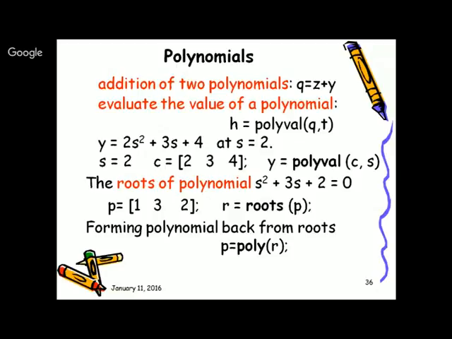वो मेरे को value मिलना है ना. So what we do? Polyval is the command. In that, c should be the coefficients and s should be the value. आपको s का वैल्यू 5 भी हो सकता है, 10 भी हो सकता है, 2 भी हो सकता है. So you put the value and you can evaluate the polynomial.